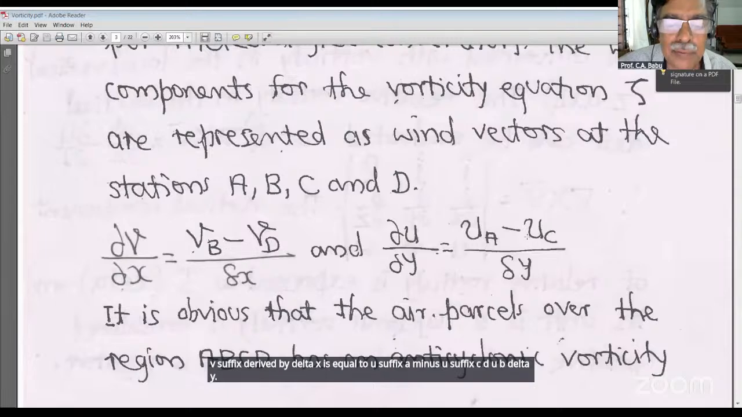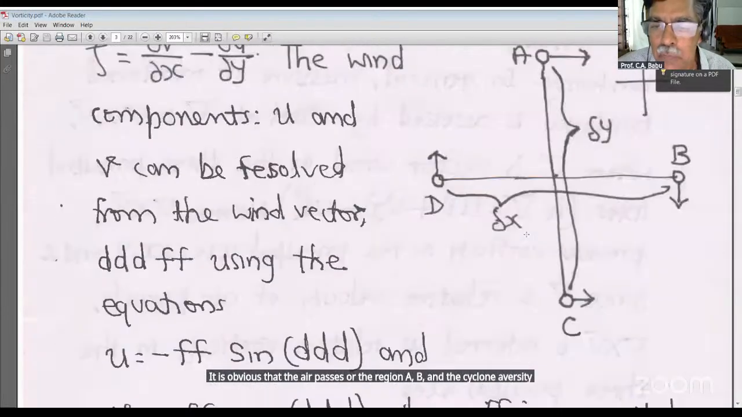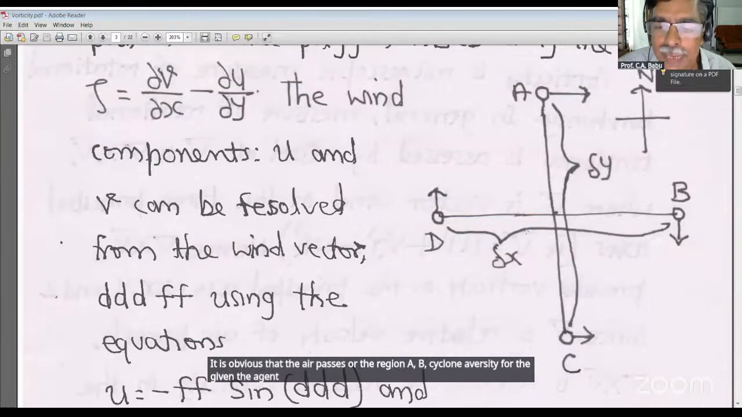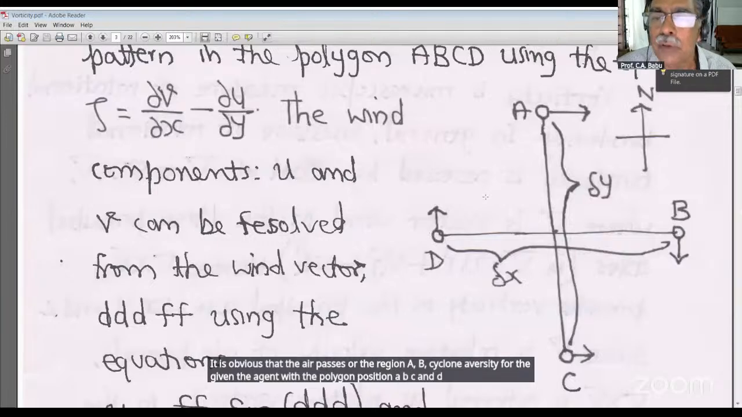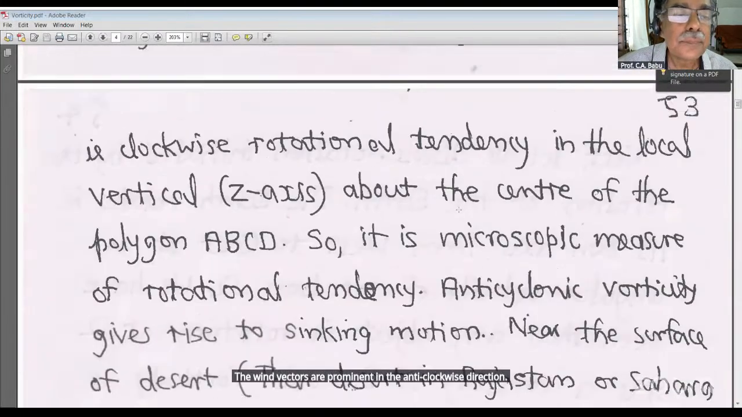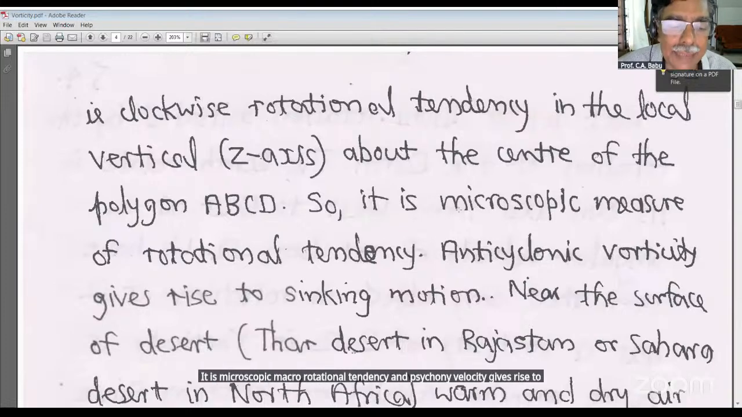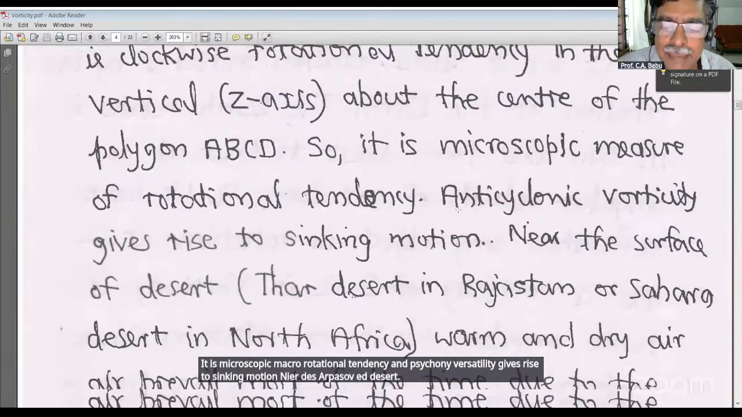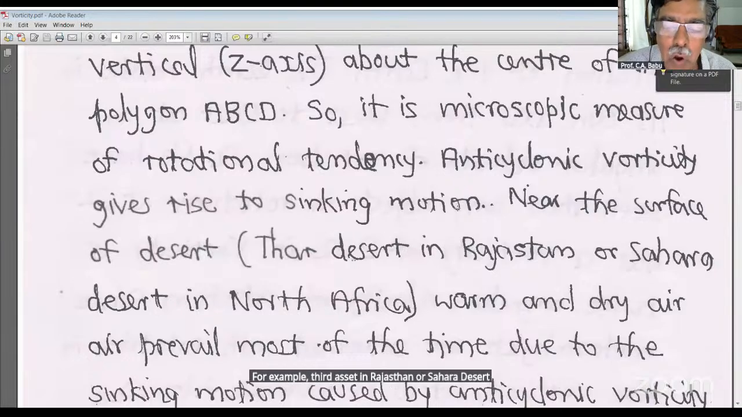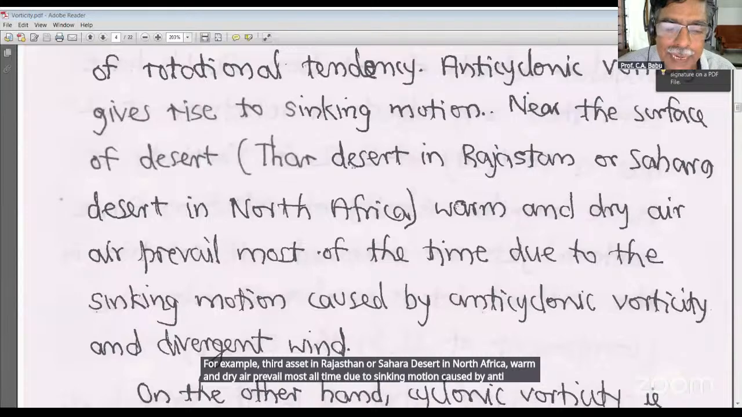It is obvious that the air parcels over the region ABCD have an anticyclonic velocity for the given region with polygon position A, B, C, and D, because here the wind vectors are prominent in the anti-clockwise direction. It is a microscopic measure of rotational tendency. Anticyclonic velocity gives rise to sinking motion near the surface of a desert. For example, in the Thar Desert in Rajasthan or the Sahara Desert in North Africa, warm and dry air prevails most of the time due to sinking motion caused by anticyclonic vorticity and divergent wind.